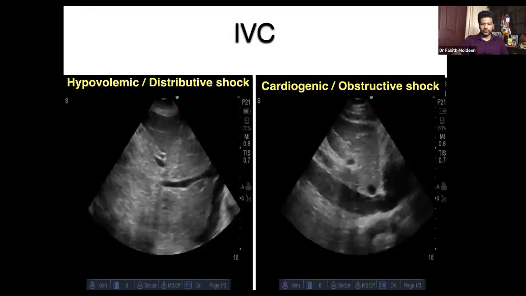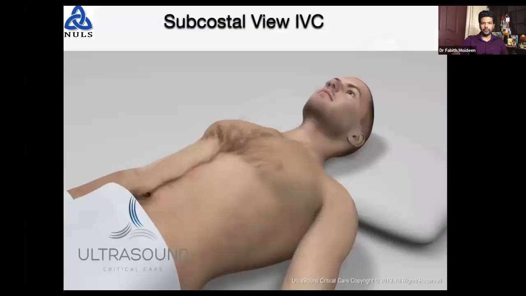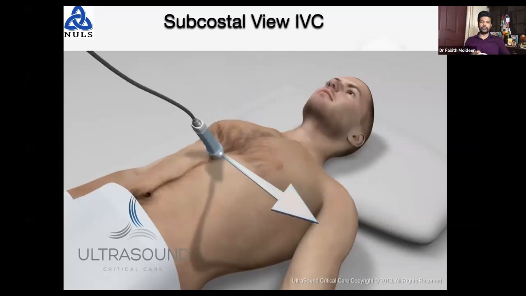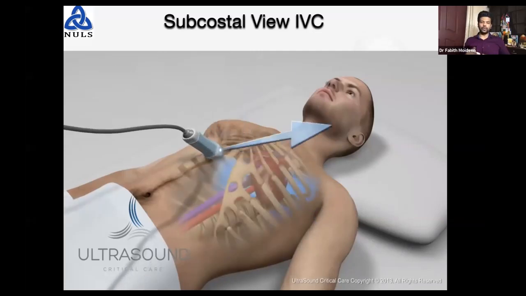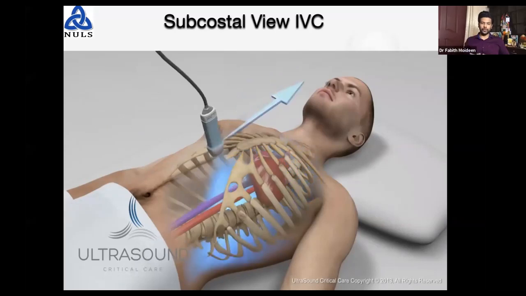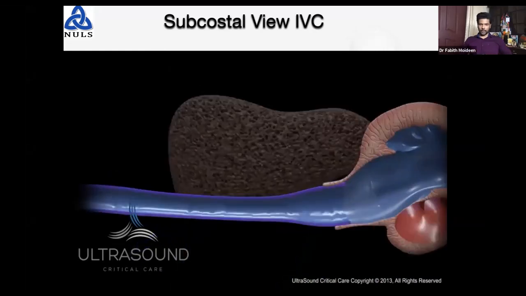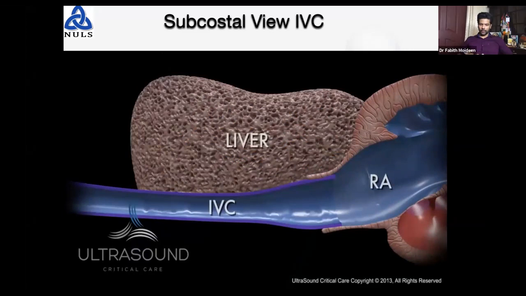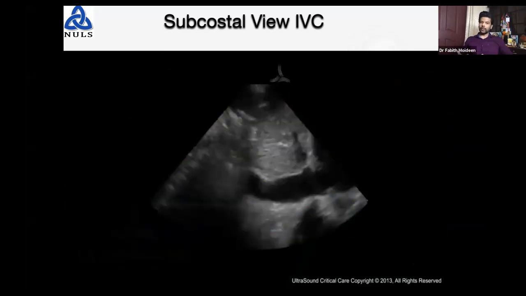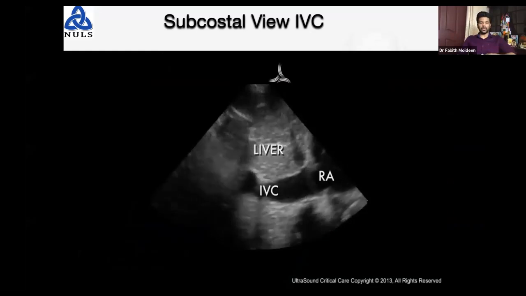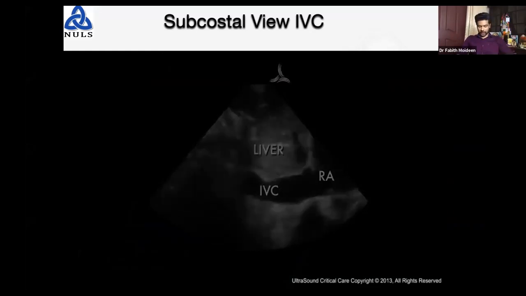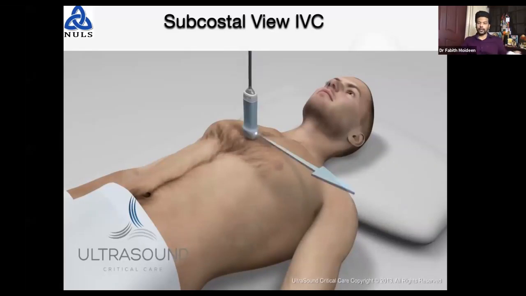Okay, coming to the IVC, the technique is almost the same, but the pointer is toward the head. Now you're going to get a long axis view of the IVC. The important thing you have to remember here is that when you put the pointer toward the head, you have to make sure that the footprint of the probe is facing toward the heart, and also slightly toward the right side. Then only you will see the IVC. If you keep it straight there, you will see the aorta. So if you slightly point it toward the heart and slightly toward the right side, you get the IVC nicely.